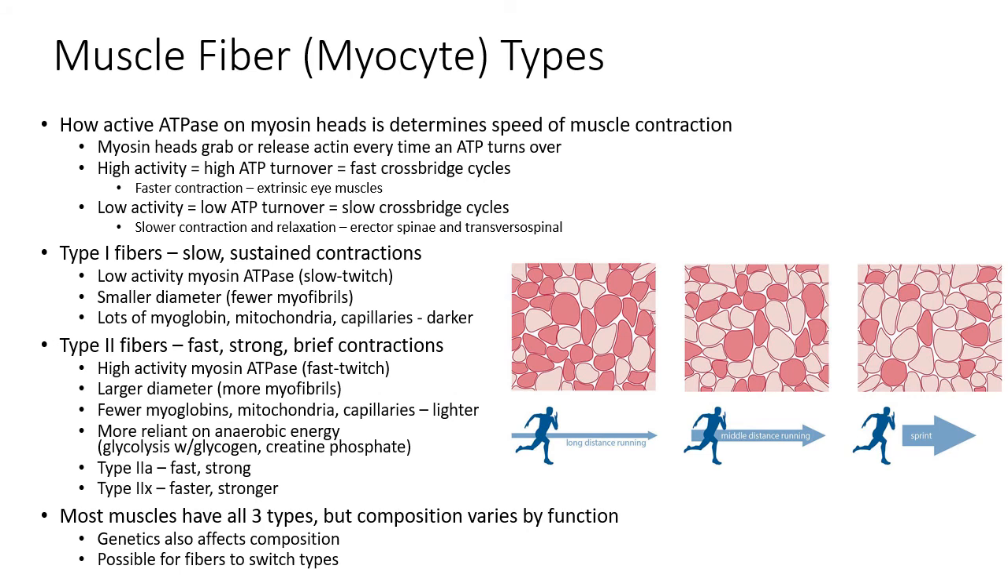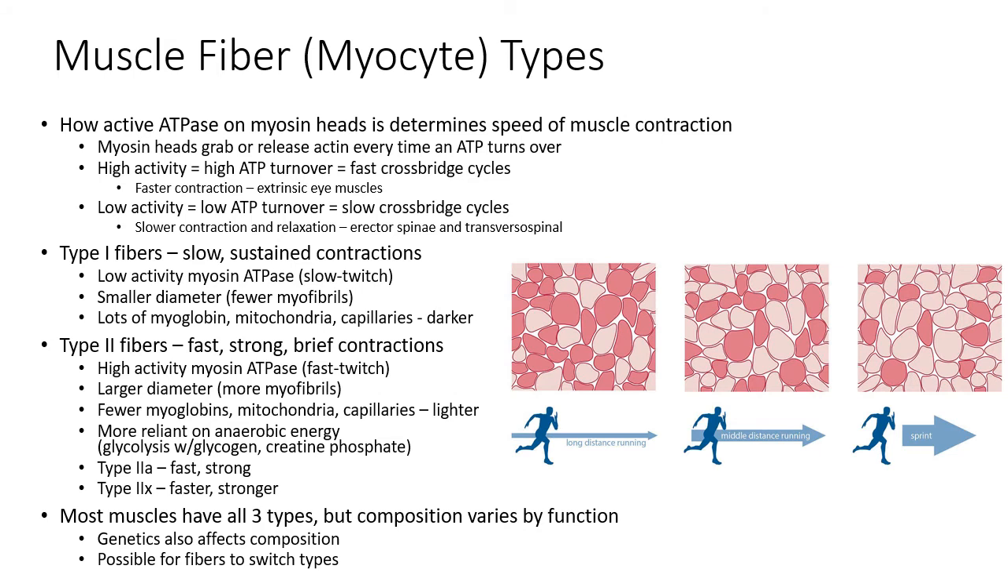Your type 2 fibers, on the other hand, have the high activity myosin ATPase, which allows them to use ATP very quickly. So the high activity ATPase will just very fast turn over ATP into ADP and phosphate and use the energy for something in crossbridge cycling. So that means that the type 2 fibers can do crossbridge cycling very quickly.